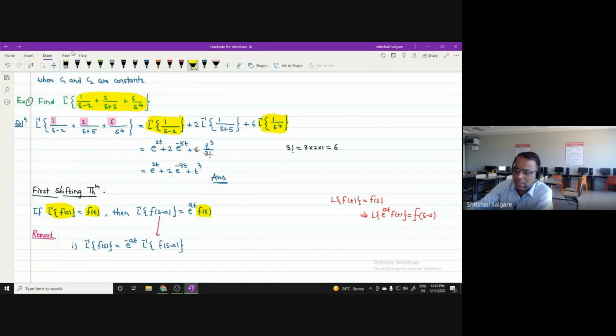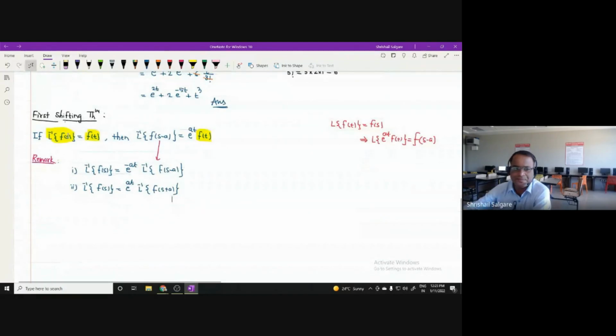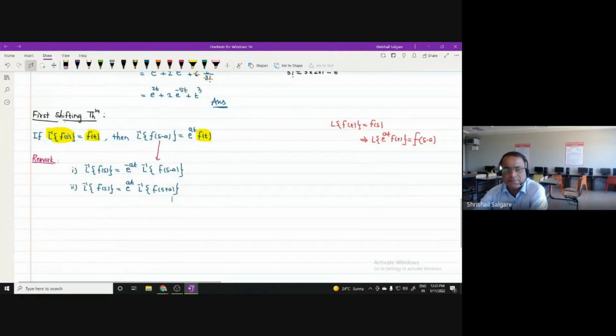In the same manner, the second result we can say: L inverse of f of s, if you are having the opposite sign, then e to the power plus at can be written as L inverse of f of s plus a. Is it clear how I am writing the first shifting theorem as a standard form? Hope so. I will consider the next example. One example I will give as homework.